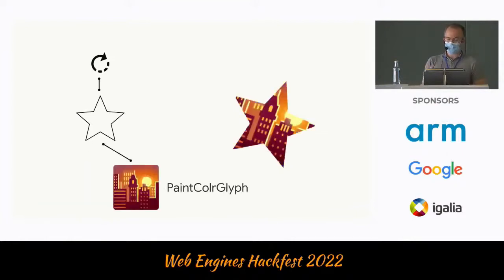Now, if we change the graph a little bit, and at the bottom, instead of the paint radial gradient operation, we put a paint color glyph operation, we can fill the star shape with the content of another glyph in the font. So it's a way to reuse something inside the font. You can make one glyph that's an encapsulation of something that you need for other glyphs, and then you can use it in multiple places.